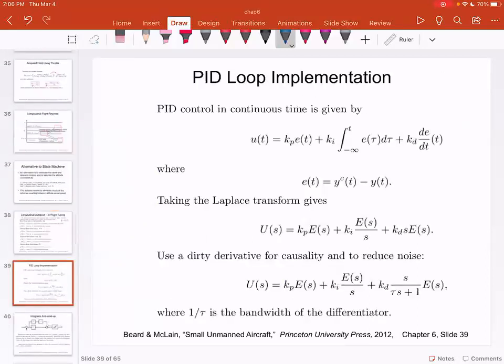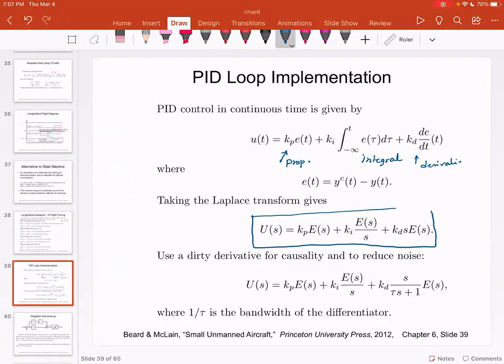So when we try to do the actual PID implementation, the actual PID implementation is in the discrete domain. So this is the equation for PID. This is the proportional gain. This is the integral. And this is the derivative. So you can actually take the Laplace transform, and then this equation is converted into the Laplace domain. And then we actually implement a discrete PID control loop when we are implementing that in the autopilot.